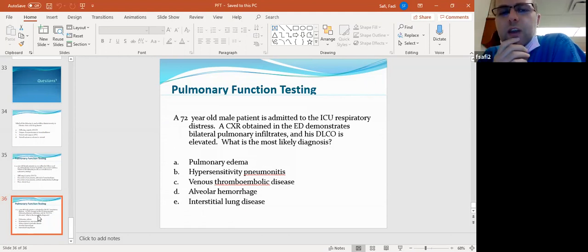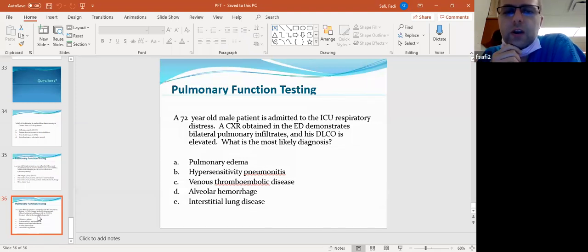Okay, raise your hand if you think it's A. I don't see any hands. Raise your hands if you think B. What about C? PE? PE can decrease or increase. Okay, what about D? Raise your hands. Okay. What about E, interstitial lung disease? No. So yes, you are right.